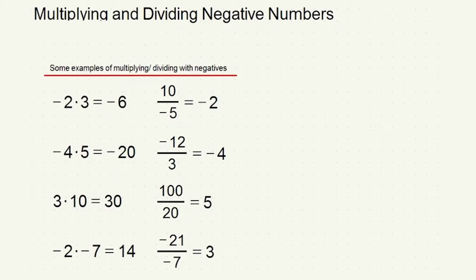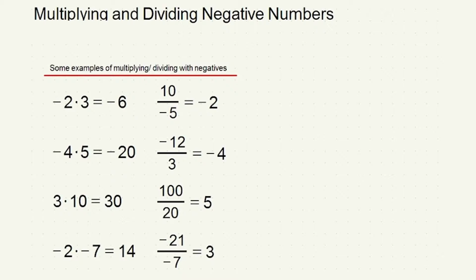Here are a few simple equations so that you can see how this works. Negative 2 times 3 is negative 6. 10 divided by negative 5 is negative 2. Negative 4 times 5 is negative 20. I don't need to read all these off, but just take a look at them and see if you can derive what the rules must be from these equations here.